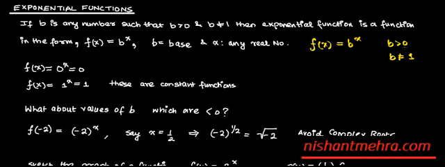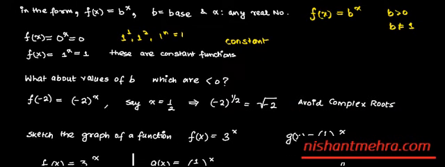Let us see why we are not considering 0 and 1. In case f(x) = 0^x, this will be 0. This is a constant function. Now f(x) = 1^x. In case the base is 1, then 1 to the power anything, for example 1^1, 1^2, 1^n, will be equal to 1. So these are constant functions, and you want to avoid constant functions because they do not have the properties of the exponential functions which you want to discuss. So you will avoid this.